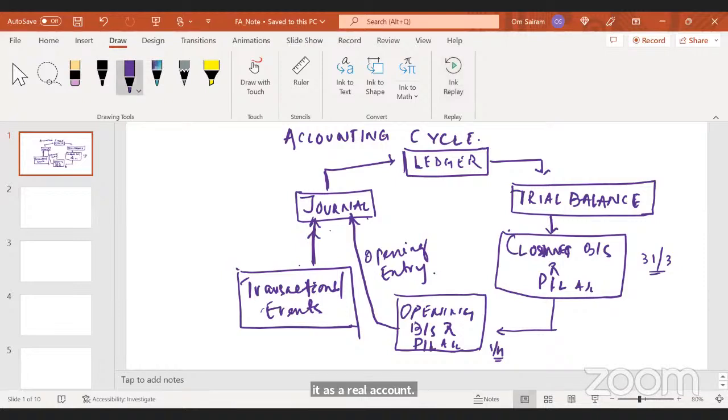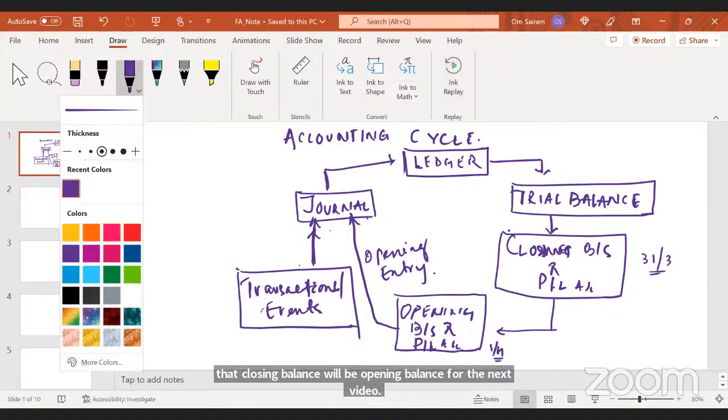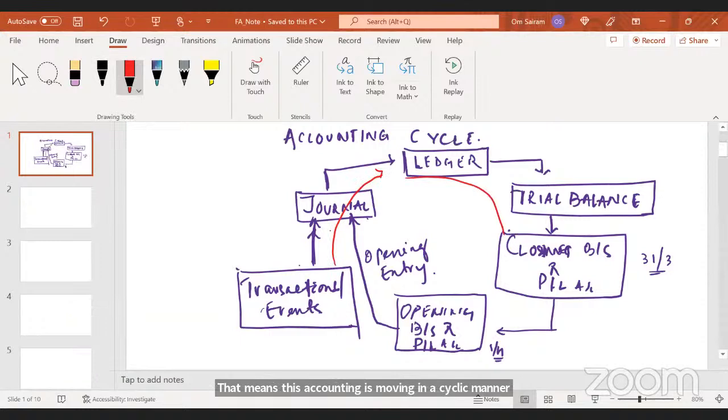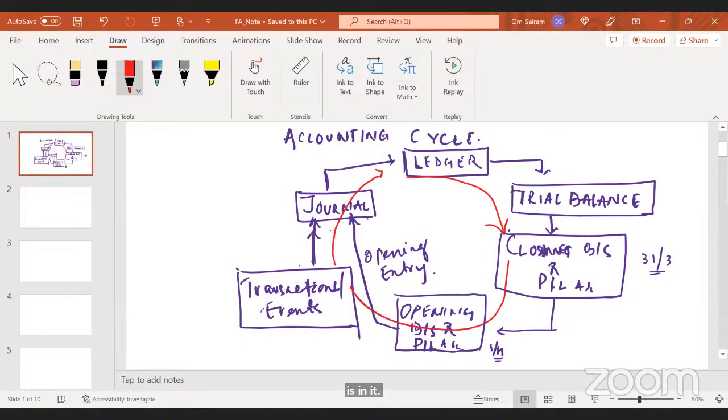That means simply here we can say this accounting is moving in a cyclic manner, isn't it? It is moving in a cyclic manner. Yes or no?